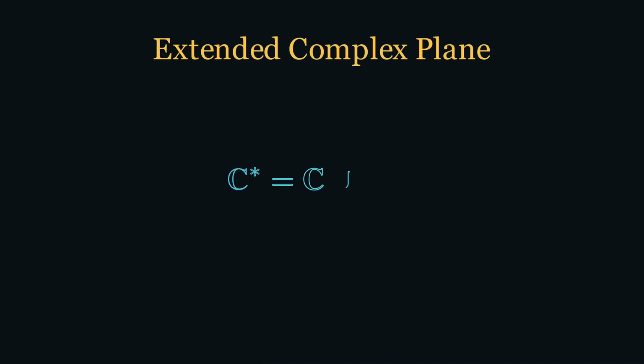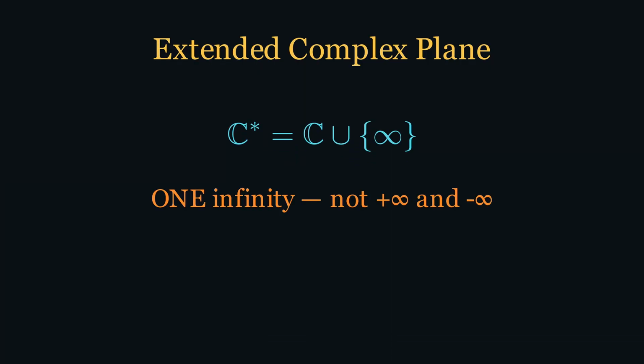We extend C by adding a single point called infinity. The extended complex plane is C star equals C union infinity. One infinity, not 2. In R, we need plus infinity and minus infinity because the reals are ordered. There's a positive direction and a negative direction. But C cannot be ordered. There's no consistent notion of positive and negative directions. So there's one way to go to infinity in the complex plane, by letting the modulus grow without bound. All directions lead to the same ideal point.